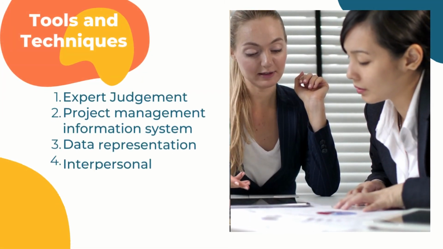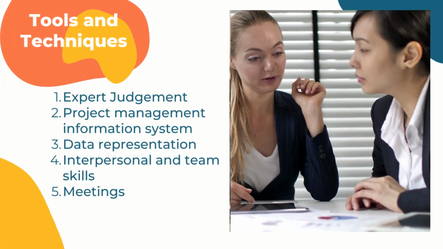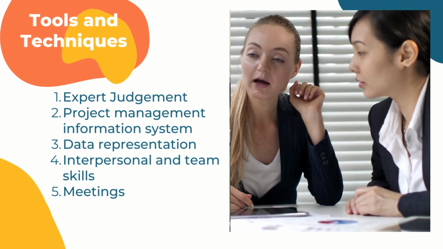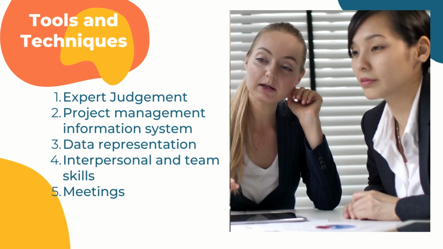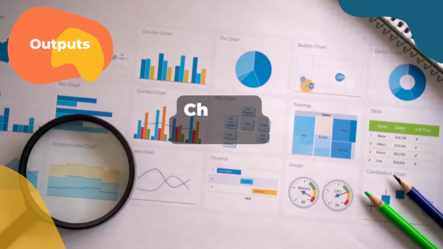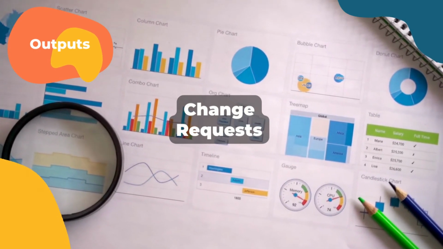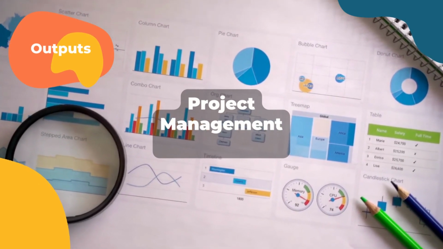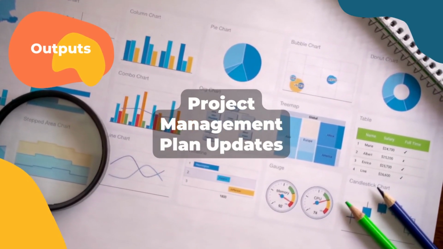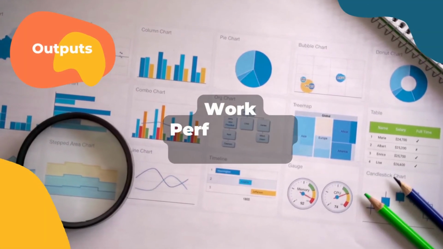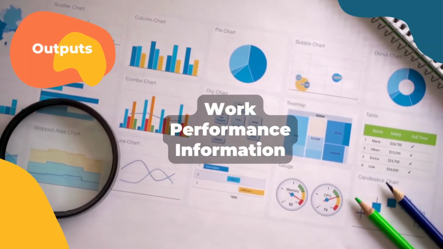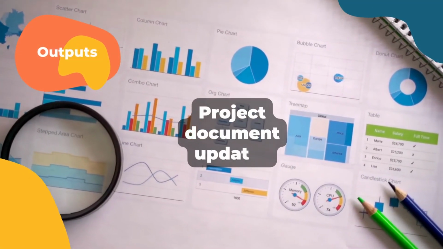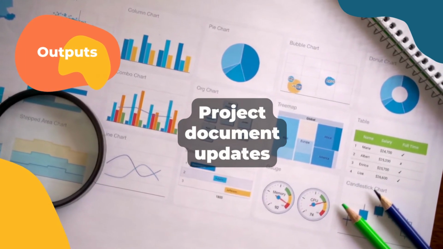Tools and techniques. Some of the tools and techniques used in monitoring communications are data analysis, project information system, and expert judgment. Output: change requests, new procedures to eliminate bottlenecks, project management plan updates, communication plan, updated stakeholder engagement plan, work performance information, feedback on communication, project document updates, issue logs, stakeholder registers.